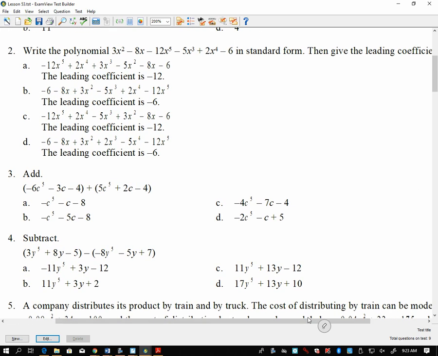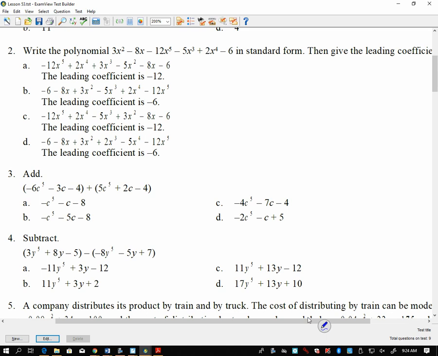Okay? We want to write this polynomial in standard form. Then we want to know what the leading coefficient is. So where do we start? How do we start putting this in order? What thing comes first? The greatest what? The greatest exponent. So what term has the greatest exponent? 12x to the 5th.